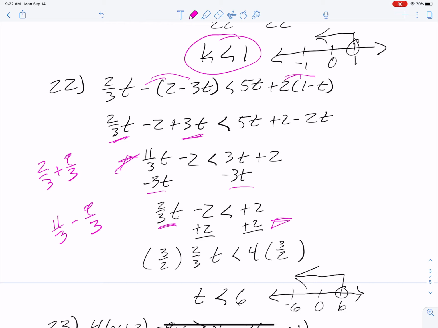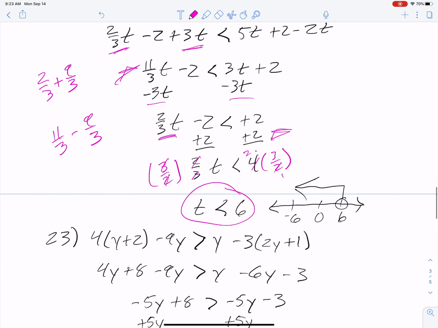Add 2 to both sides. And then to eliminate, I'm going to erase this for a second. To eliminate the coefficient 2/3, I know I can multiply by its reciprocal, 3/2, so that these cancel on the left, leaving me with just t. I can cancel the 2 with the 4, leaving me with 2 times 3, and I end up with t is less than 6.